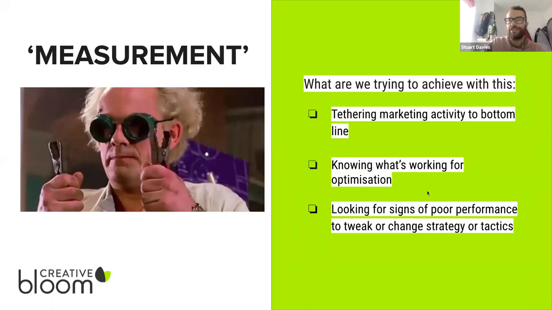So measurement. Let's just talk about the word measurement when applied to digital marketing. What are we trying to achieve with our measurements of our marketing? What we're trying to do is tether, so attach, marketing activity to our bottom line. Ultimately, we're trying to say, how much business does my marketing bring me? I do different things for marketing and I put different effort into my different marketing.